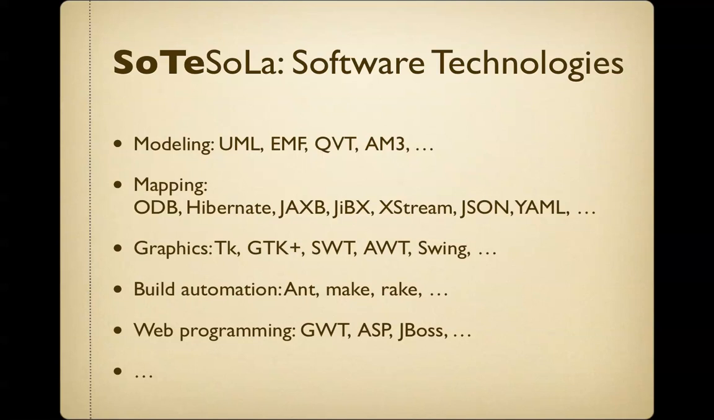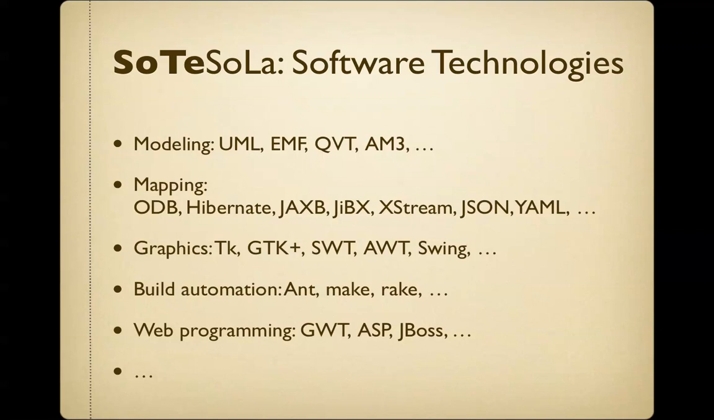By software technology, we mean something like, for example, in modeling, something like UML, something like EMF in Eclipse, QVT, or megamodeling things. For mapping, you can have OR mappings like ODB or maybe Hibernate. You can have also XO mappings like JAXB or XStream. But XStream can also go from objects to text, so it should also be compared or at least named in the same list as JSON, YAML, and so forth.